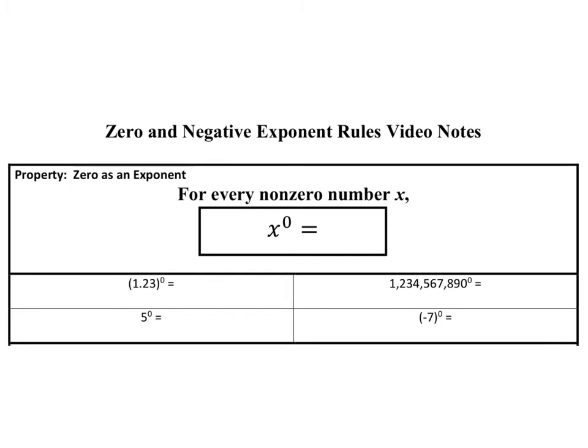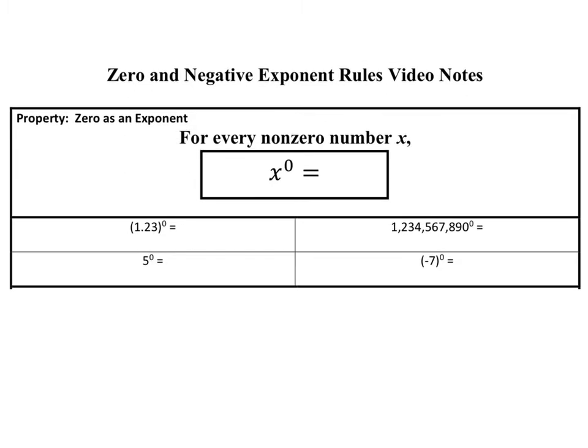So first we're going to take a look at 0 exponents. Here is a general rule. For every non-zero number, so what that says is if this number here, the x, is not 0, any number raised to the 0 power is always equal to 1. It doesn't matter how big the base is, doesn't matter how little the base is. Anything to the 0 power is equal to 1.